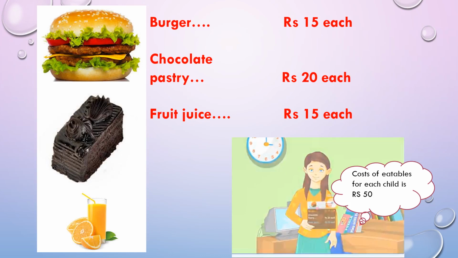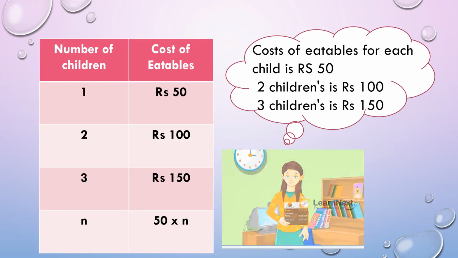Rupees 50. So the total cost of eatable for each child is rupees 50. Cost of two children is rupees 100 and cost of three children rupees 150 and so on. Now let us assume number of children attending the party is n. So total amount required for eatable will be 50 into n.